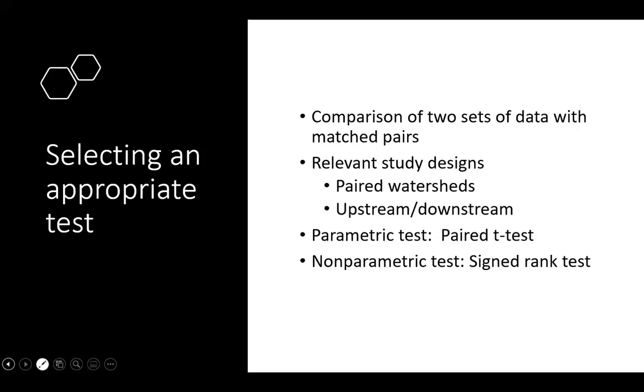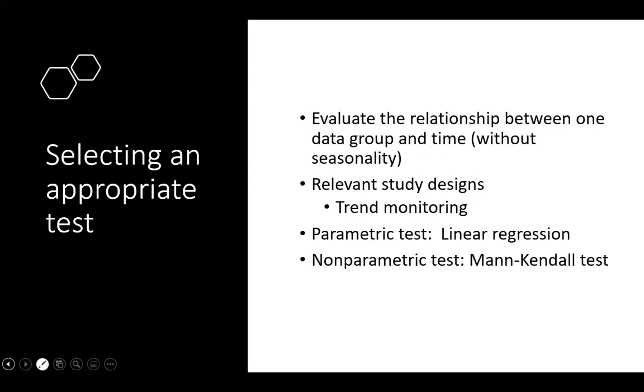If you're comparing 2 sets of data with matched pairs, so you're looking at pairing watersheds, upstream, downstream, then you would use a paired t-test if the data is normally distributed. If it's not normally distributed, then you'd use a non-parametric test or signed rank test.